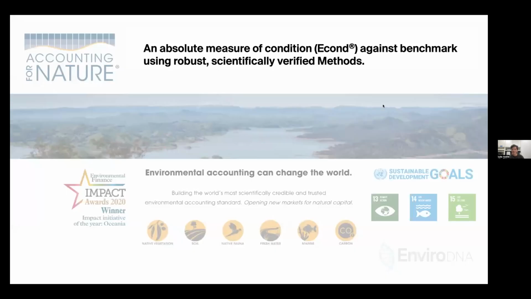So we are all familiar, we're here with Accounting for Nature, and the aim here is to use an absolute measure of condition. So not just change through time, which is arguably a much easier problem, but an absolute measure of condition that can be compared to an ideal state and across different environments.